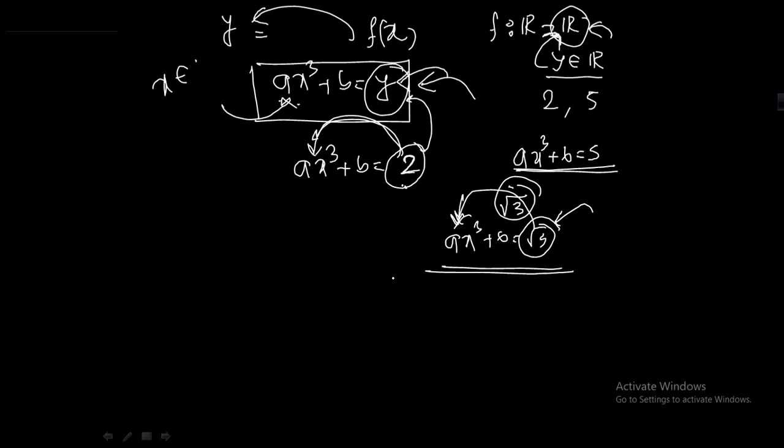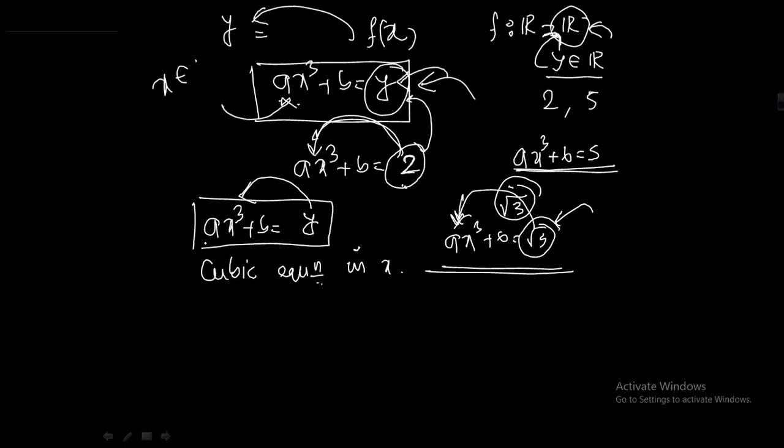That is the problem: why it exists, or how it exists. If I write any real number ax³ + b is equal to any real number y, see, this is a cubic equation in x. Now tell me, how many roots are there for any cubic equation?